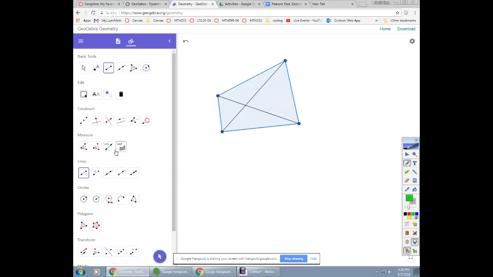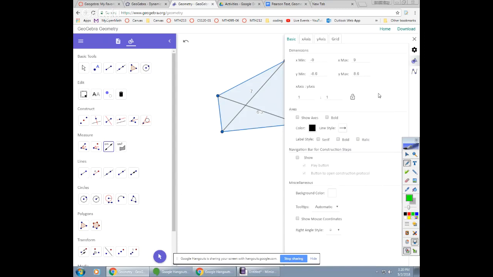And GeoGebra has a tool to measure stuff. So I can say, hey, how long are you? And how long are you? Blow this up. Let's see, can I just settings maybe? I haven't used GeoGebra in a while. It's changed a little bit. X min, X max maybe. 1 to 1.